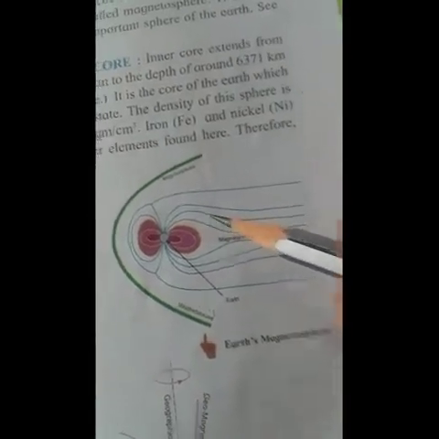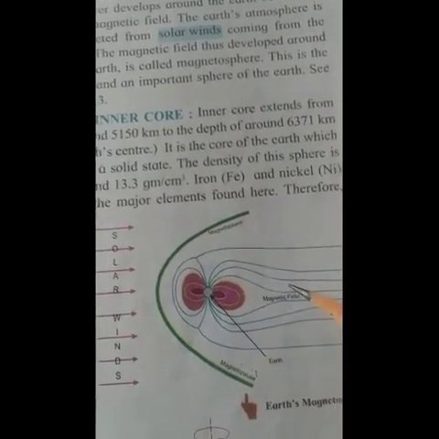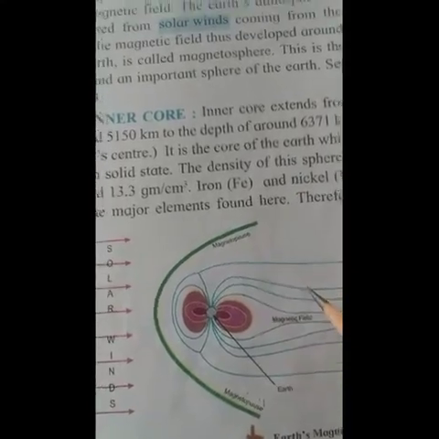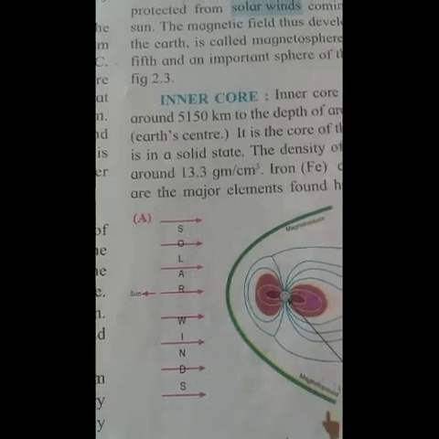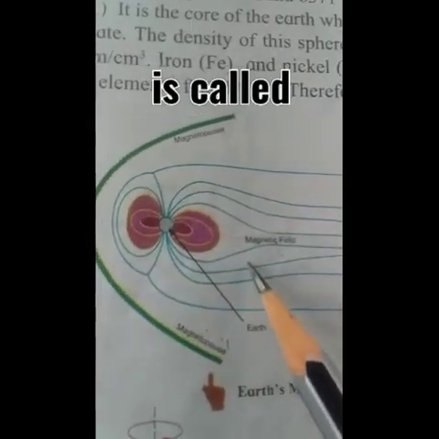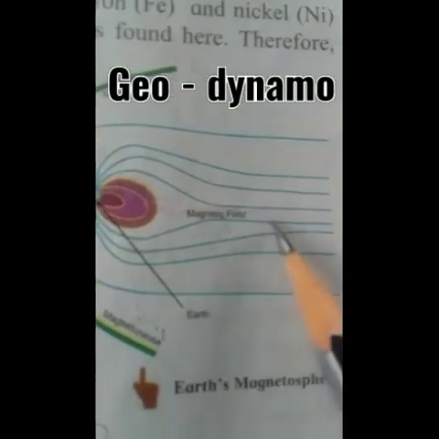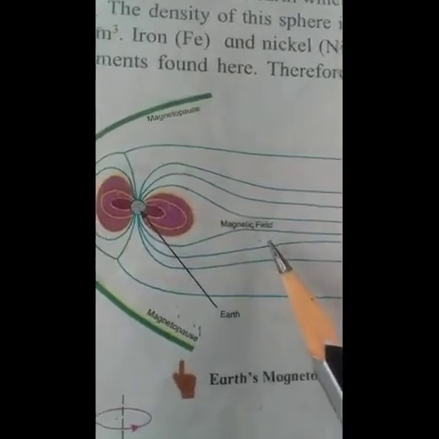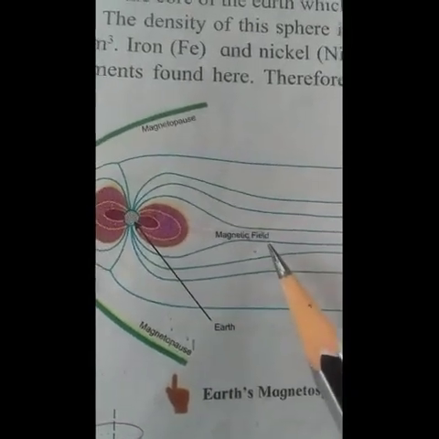Electric currents develop in these spiral eddies, look at these spiral eddies, of liquid iron, and thus a magnetic field is generated. It is sometimes called the geodynamo. What is a geodynamo? Earth's geodynamo is Earth's magnetic field. The mechanism by which the Earth's magnetic field is generated is called geodynamo.